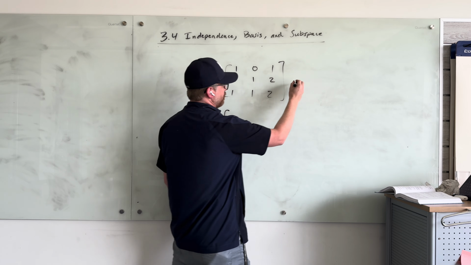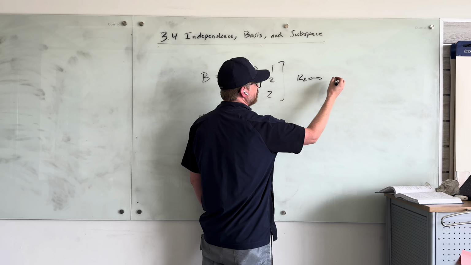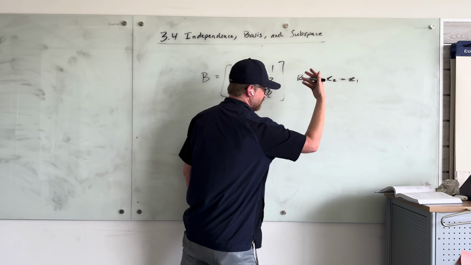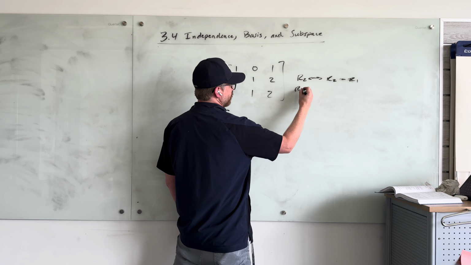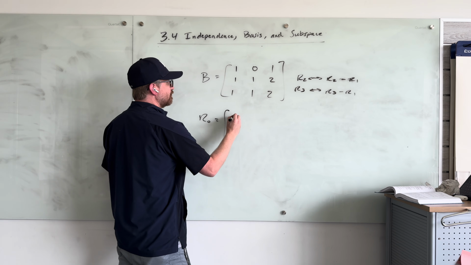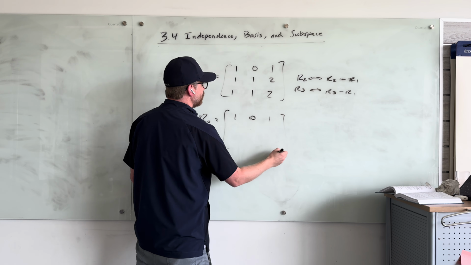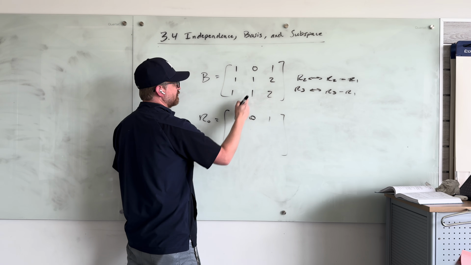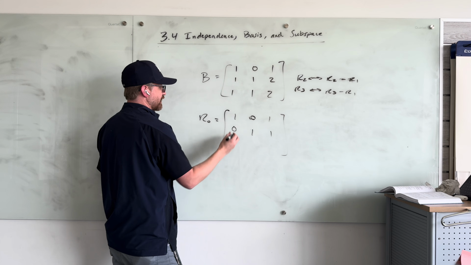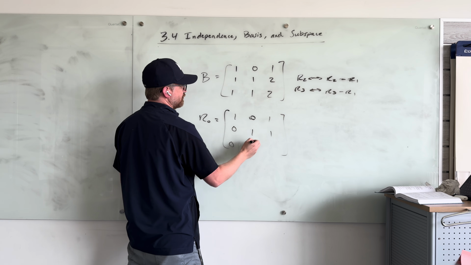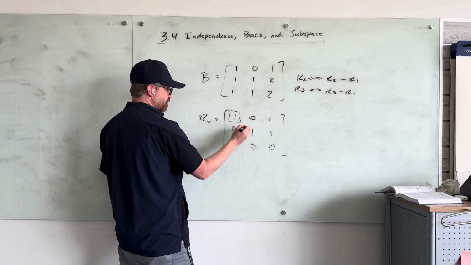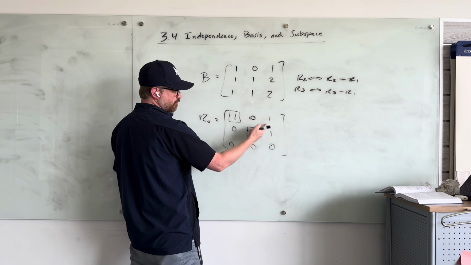I'll write out my steps here. Row 2 minus row 1, so just taking this from the beginning, and then row 3 minus row 1. First row staying the same. We've got our row of zeros. Here are my pivots. Here are my free parameters.